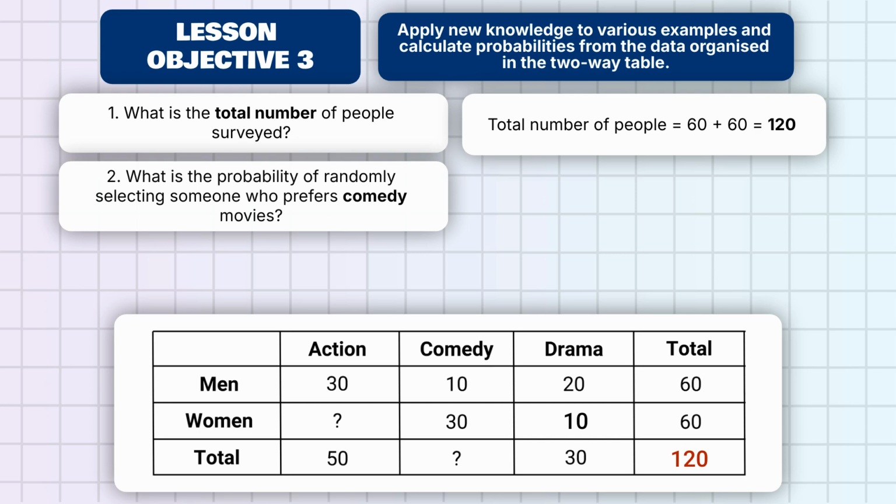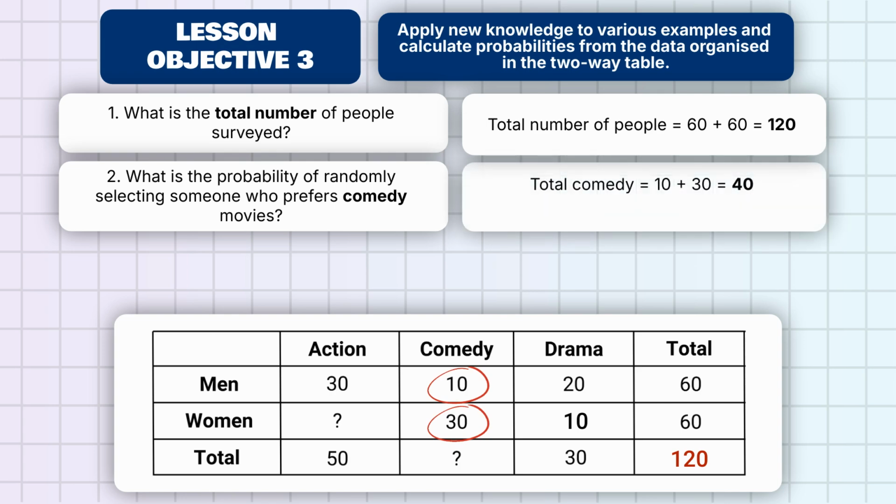Question 2. What is the probability of randomly selecting someone who prefers comedy movies? First, we need to find the total number of people who prefer comedy by adding up the number of men who prefer comedy and the number of women who prefer comedy. Total number of people who prefer comedy is 10 plus 30, which equals 40. We can then fill the gap in the table. Then to find the probability, divide this by the total number of people. The probability equals 40 over 120, which equals a third, or approximately 33.33%.